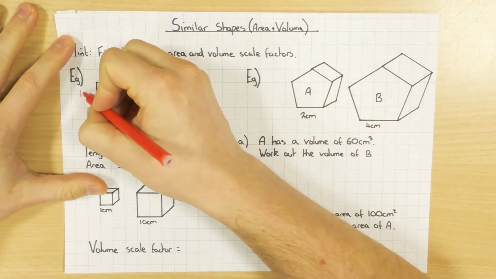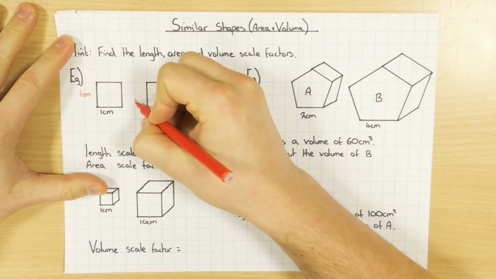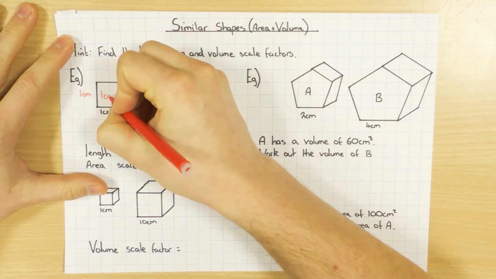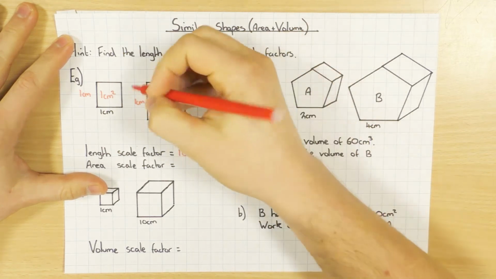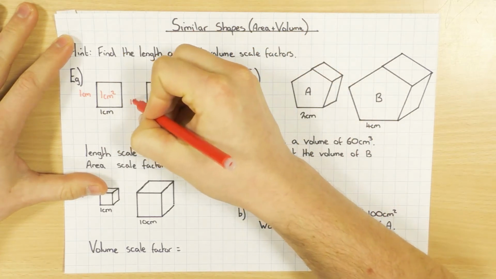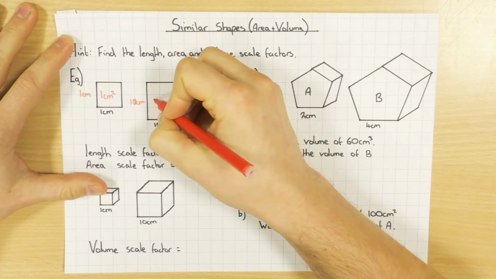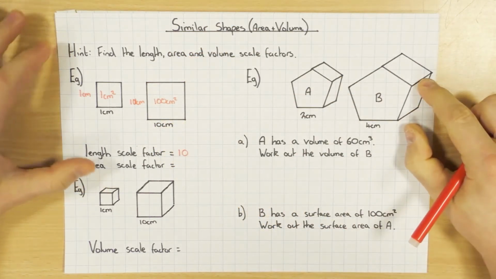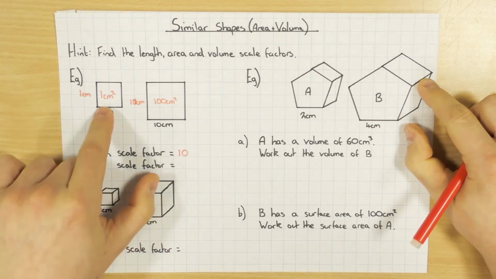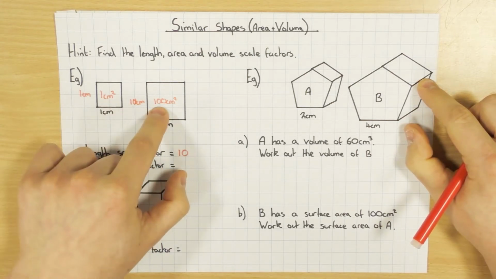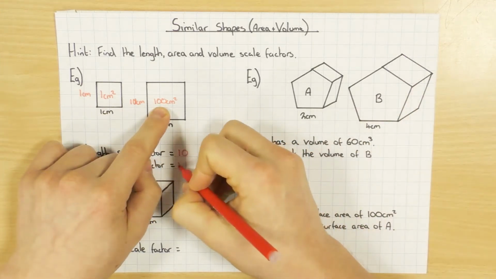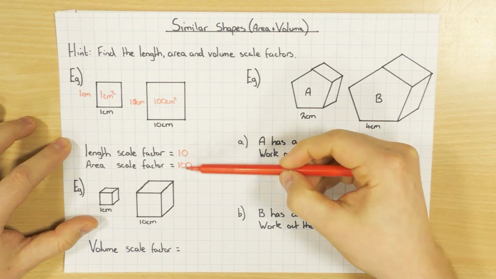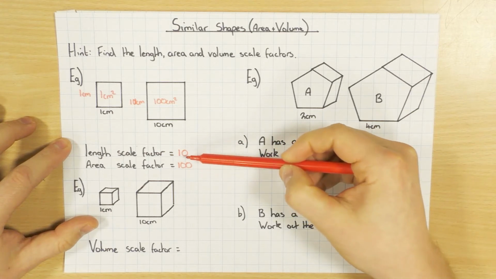Now, if I work out the area of these two, well, 1 centimetre times 1 centimetre gives me 1 centimetre squared. And sorry, this is 10, isn't it? So this would be 10 centimetres times 10 centimetres, which gives me 100 centimetres squared. So when I compare the areas, it goes 1 to 100. So it's 100 times bigger. So as you can see, the length scale factor and the area scale factor are different. They are not the same.